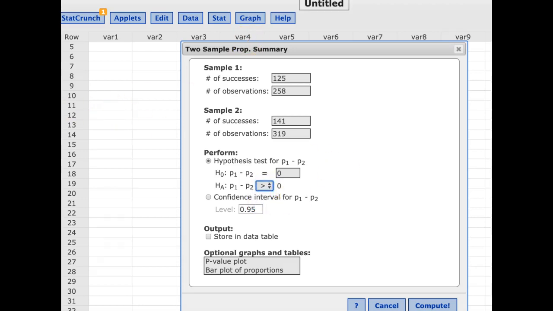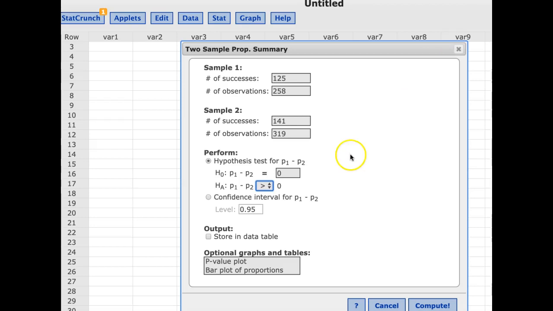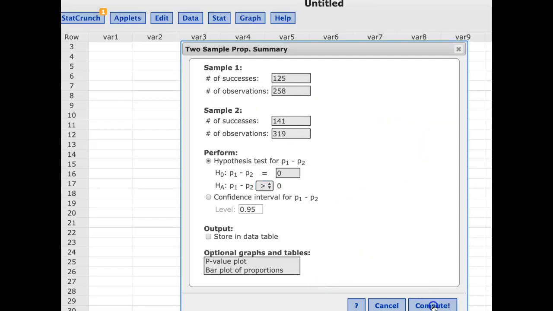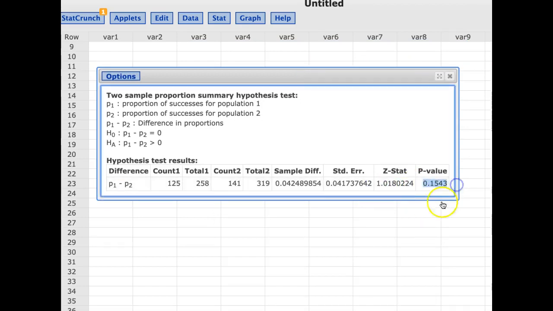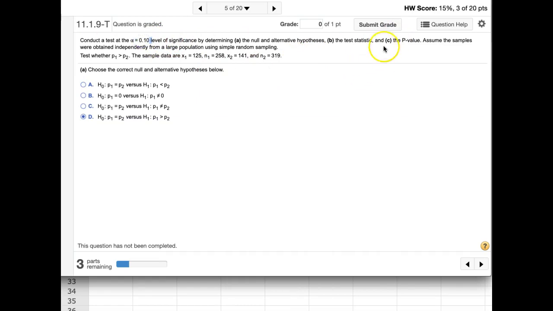Let me double check. That's what we had, that it was greater than. Yeah, on this problem that was greater than. So that's what we're testing. So you just compute, and when you do that, you end up with a test statistic and a p-value. And this p-value is greater than our significance level 0.10. So in that case, since it's greater than, we do not reject the null hypothesis.